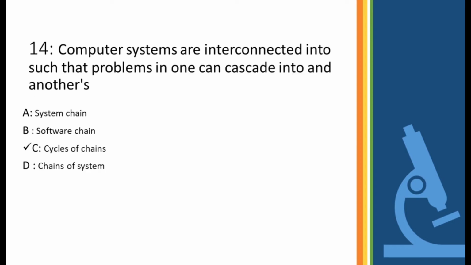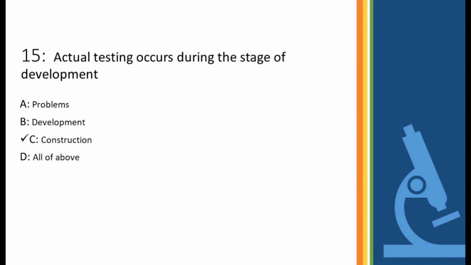Computer systems are interconnected into such that a problem in one can cascade into others. The correct answer is cycle of chains. Actual testing occurs during the stage of development. The correct answer is construction.